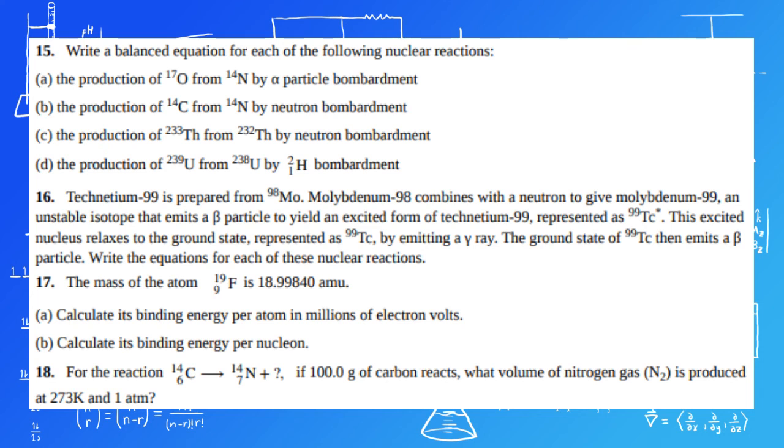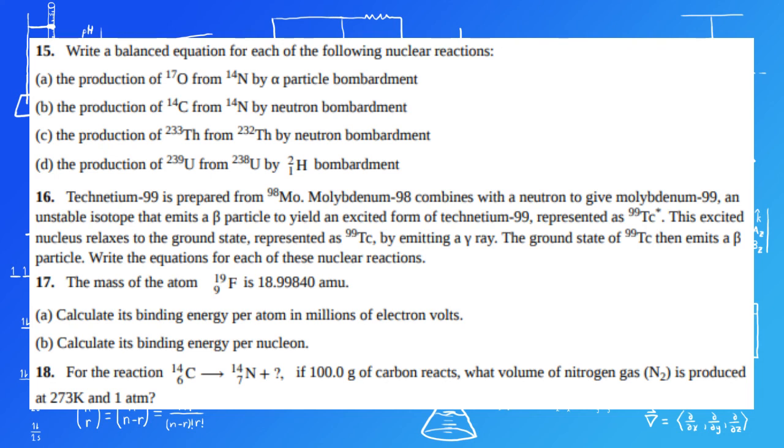17, the mass of... Oh, this is kind of like the one we skipped earlier, number 8. We'll go back to this. We haven't talked about mass defect yet. Number 18, for this reaction, if 100 grams of carbon reacts, what volume of nitrogen gas is produced at 273 kelvins in 1 atmosphere? I mean, at that point, it's just simple stoichiometry. So you could have done this with no knowledge of nuclear chemistry whatsoever.